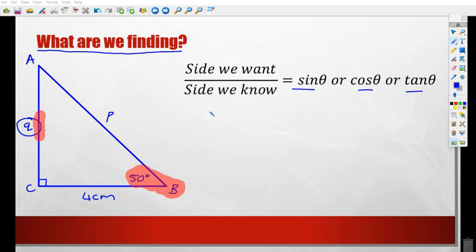So we've got opposite, which is Q, that's the one that we want, over the side we know. What do we know? We don't know what P is, it's just P. I know what 4 is though, so what is 4 in relation to this angle that I'm working with? I'm working with 50 degrees here, angle B. In relation to angle B, what is 4? Is it opposite? Is it adjacent? Is it hypotenuse? It's the adjacent. Very good.